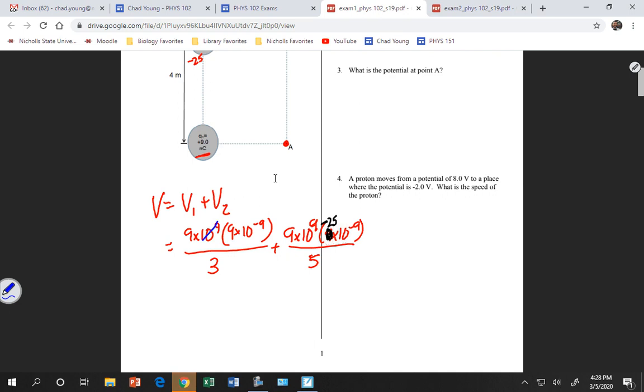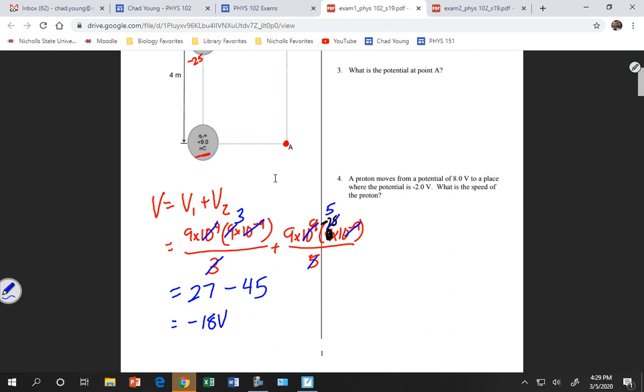Don't put this in your calculator. Go through and make all the cancellations. It'll make your life a lot easier. That's 27 minus 9 times 5, which is minus 45. That's equal to minus 18 volts. And so that's the potential at point A. You'll have to do something like that, where you have a collection of particles.